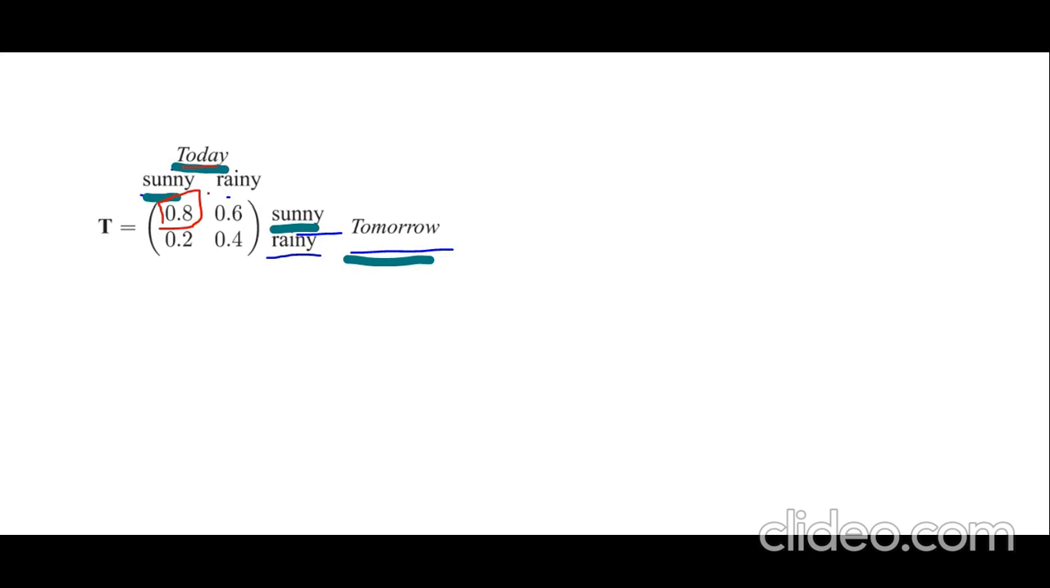If today is rainy and tomorrow is sunny, we have the probability of 0.6. Sunny on both days is 0.8. Rainy on the first day and sunny on the next day is 0.6. Sunny and then rainy on the next day is 0.2, and rainy on both days is 0.4.